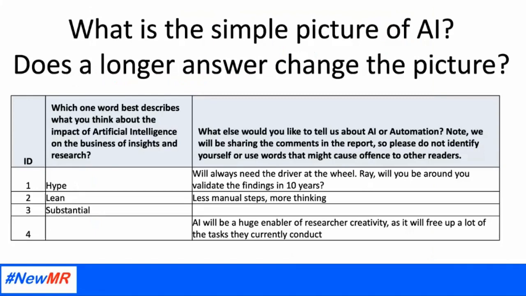I've got two columns. The first column is which one word best describes what you think about the impact of artificial intelligence. And when you're doing a word cloud, if you ask people which one word describes something or comes into mind, it makes your word clouding really easy. The second one is a bit of a longer piece of text. What else would you like to tell us about AI or automation? And a quick warning that we don't want your name in there or too much abuse. So let's have a look and see how that works.